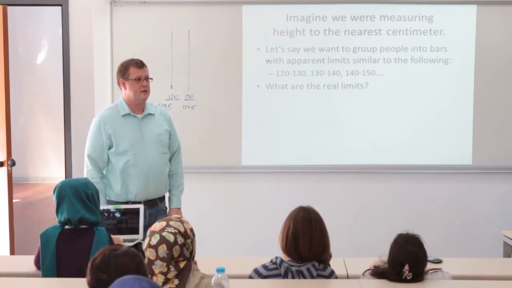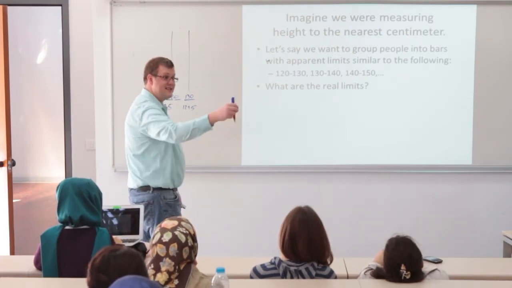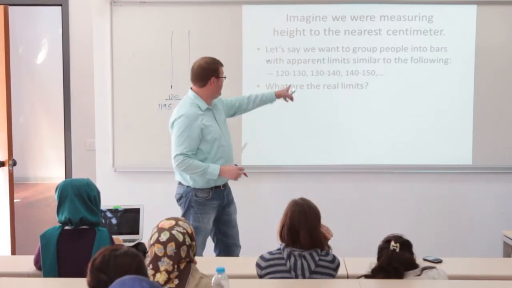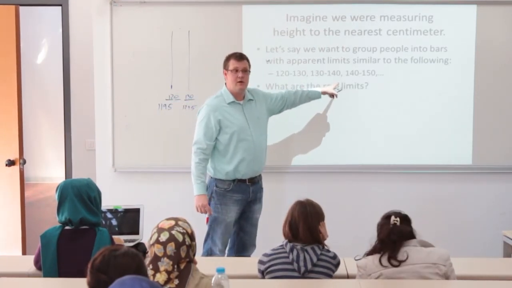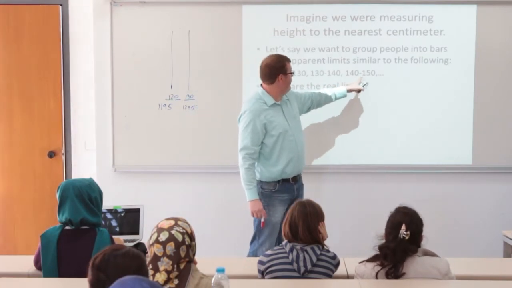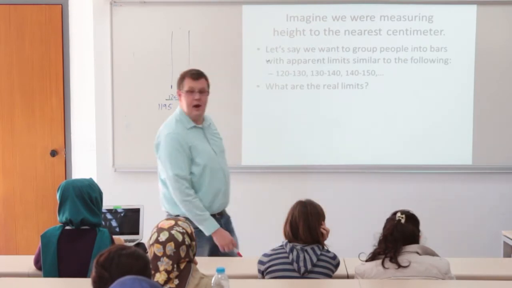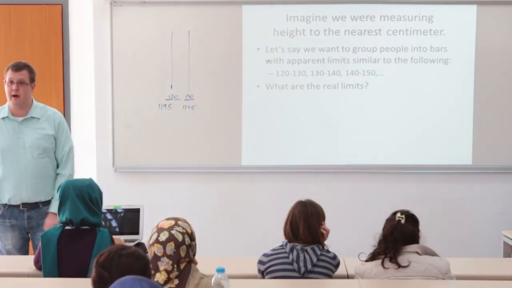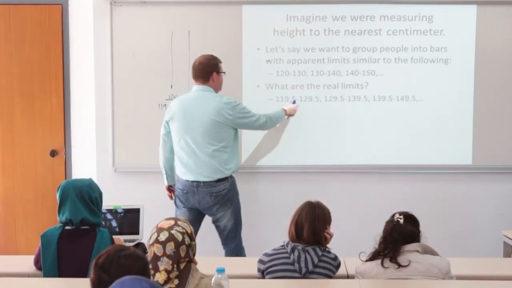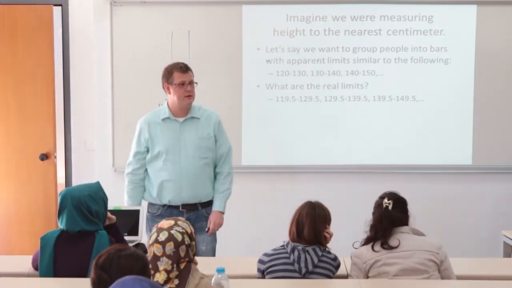It's not the same, but we're doing the same thing. So what is it? 129.5 to 139.5, right? Okay, how about 140 to 150? 139.5 to 149.5, right? So those are our apparent limits. The real limits, we're basically just subtracting 0.5 from our apparent limits.